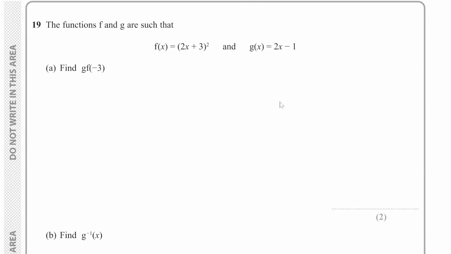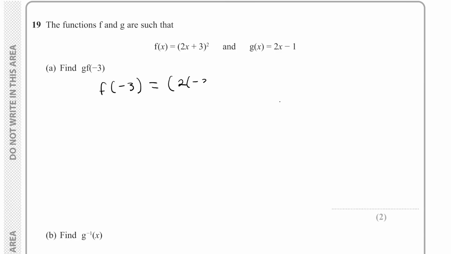The functions f and g are such that f of x is (2x plus 3) squared, g of x is 2x minus 1. Find gf of negative 3. So we're going to put negative 3 into f, and then we're going to put that answer into g. So negative 3 into f first, f of negative 3.